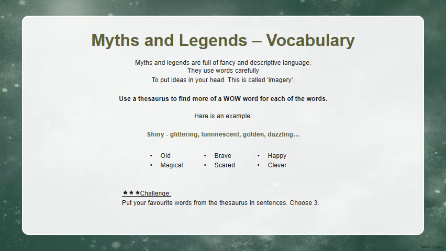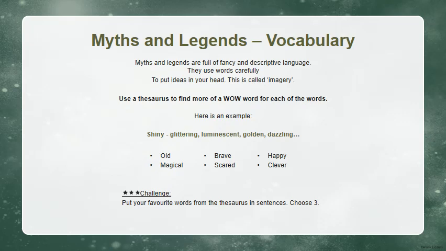Now I know you may not have a thesaurus at home, but if you go on the internet and just type in thesaurus, or you can say different words for old, then you will get all the different words. Make a list of those words and write them on your sheet of paper.